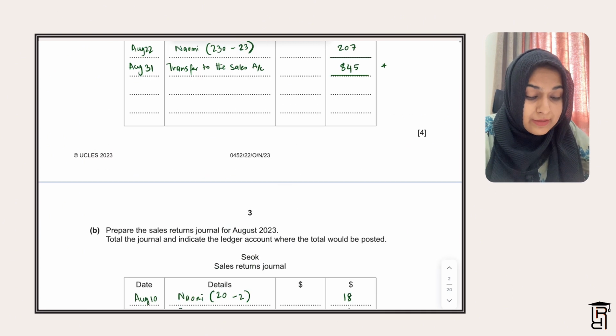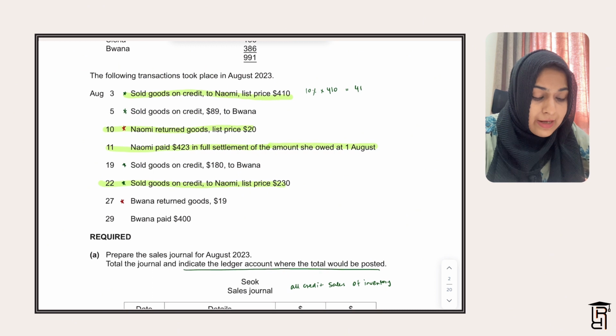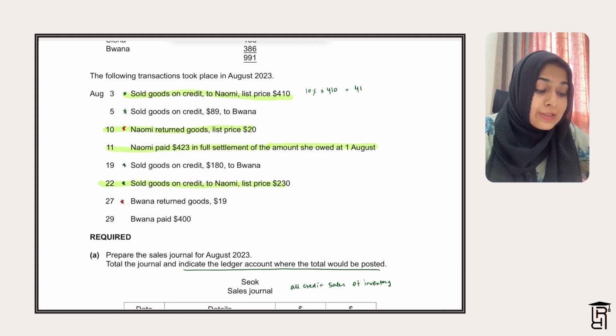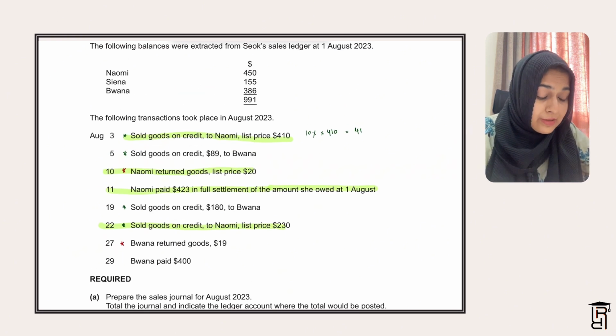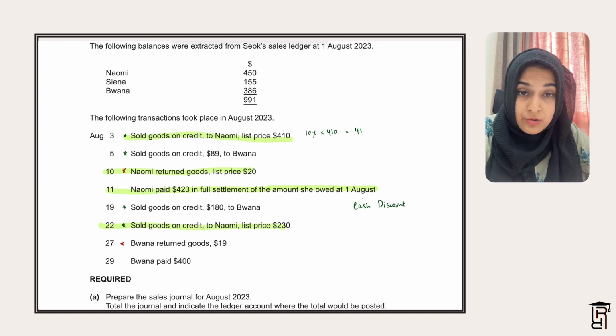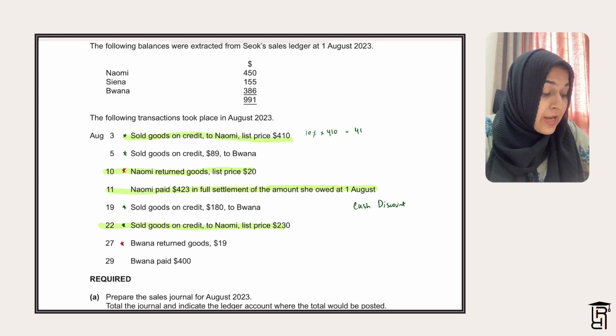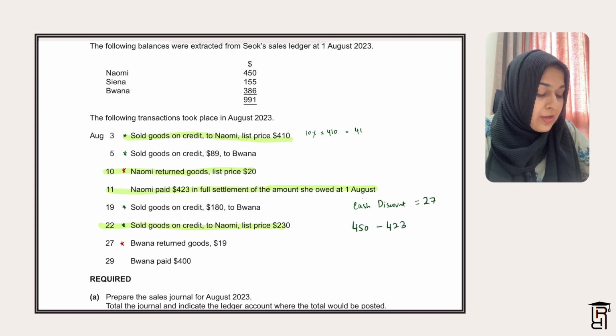And then she's basically paying us. So on August 11, Naomi paid 423 in full settlement of the amount she owed at 1st August. So basically she owed 450 and she's paying 423, which means that we are allowing her a cash discount of $27. So cash discount, that is discount allowed in this case, is an expense for us. Cash discount is 27. How did I calculate this? Basically 450 minus 423.